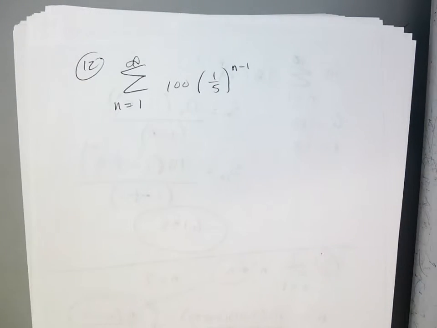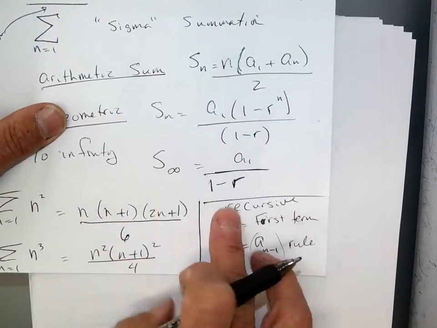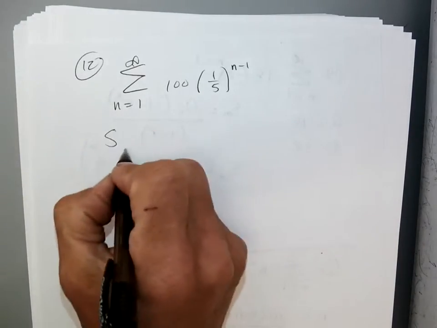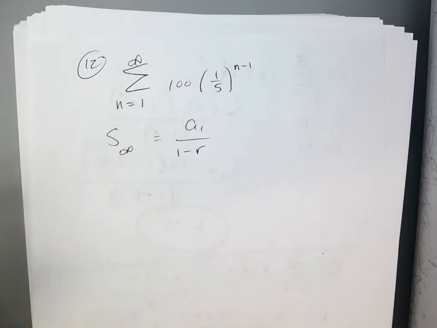So, arithmetic, geometric. Geometric, good. And sum to infinity. Oh, I think I have that formula somewhere. S to infinity, right? Oh, there it is. There's my S to infinity formula. So it's S to infinity equals A1 divided by 1 minus R. This is going to be easy.